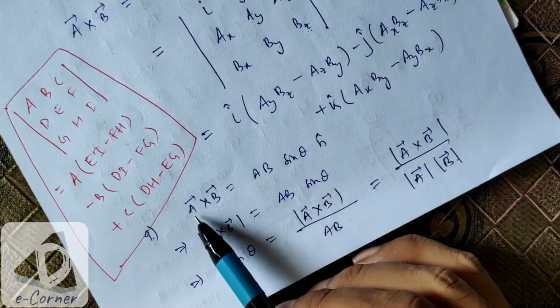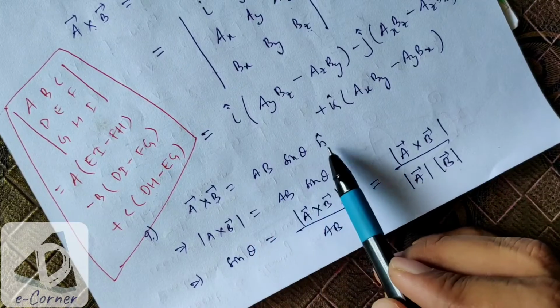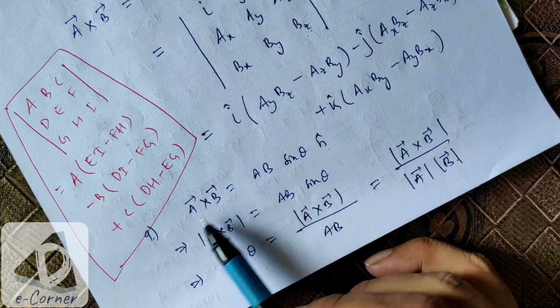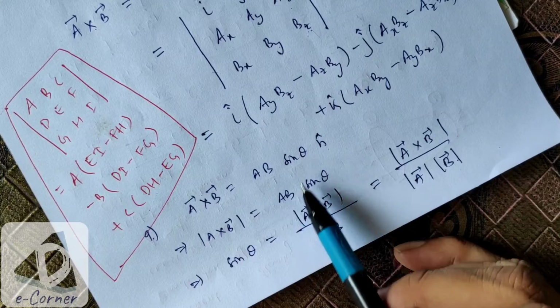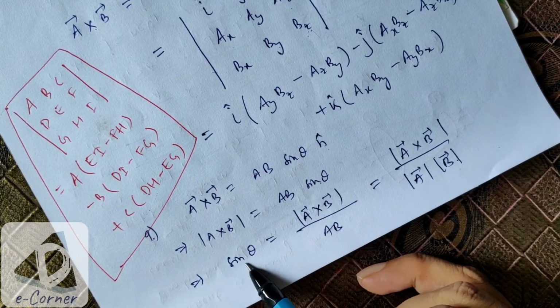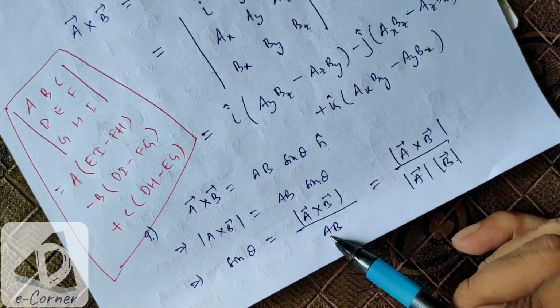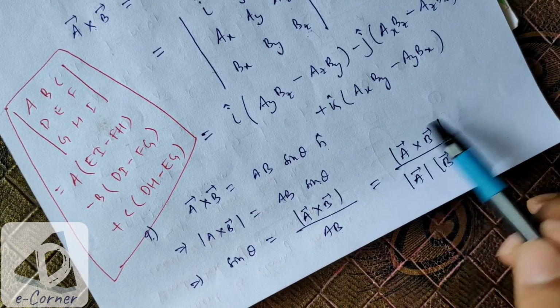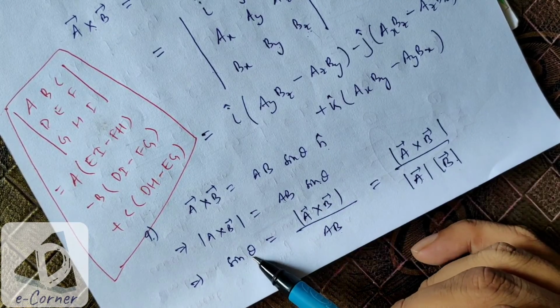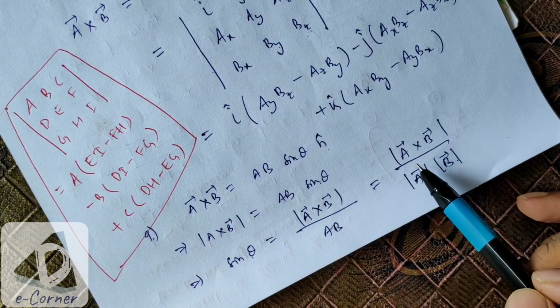Next, A cross B is equal to AB sin theta n cap. So the mod of A cross B is equal to, considering only the magnitude, AB sin theta. That implies sin theta is equal to mod of A cross B divided by mod A into mod B. So we can find the angle between two vectors by using this also.